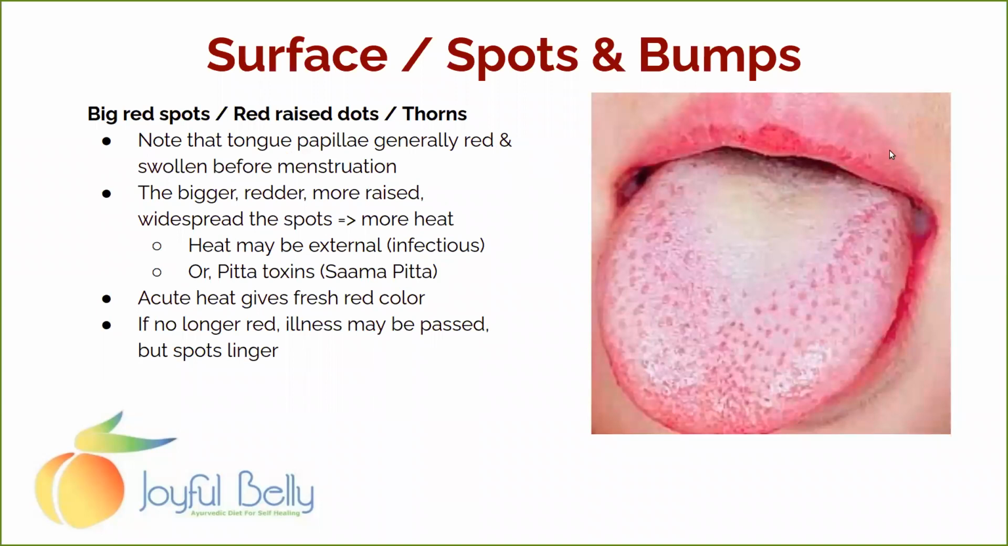All right, big red spots on the tongue like this, to me, are acute aggravation of doshas. Happens before you get sick. So it's a heat sign. The bigger, the redder, and the more raised the spots are, the more heat there is. So if a person's coming down with a cold, you may see this the day before. Notice also this sort of thick greasy coating in the back of the tongue as well.